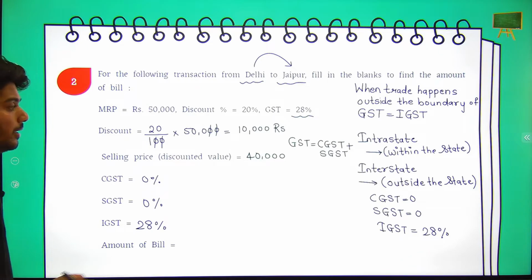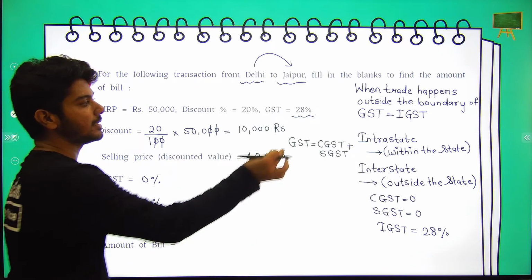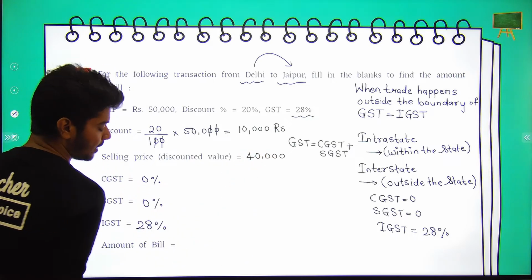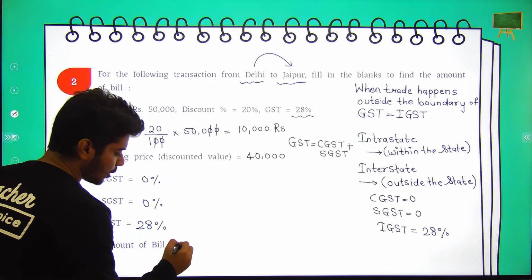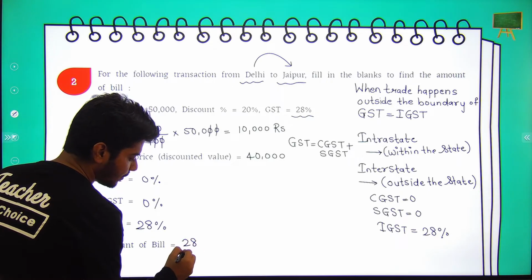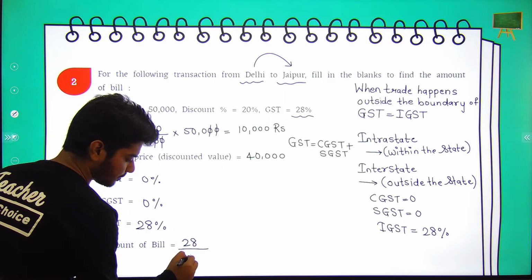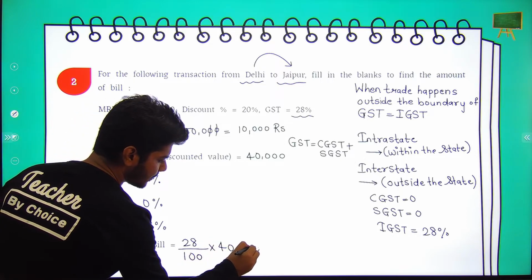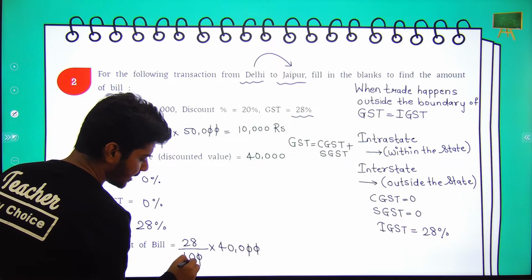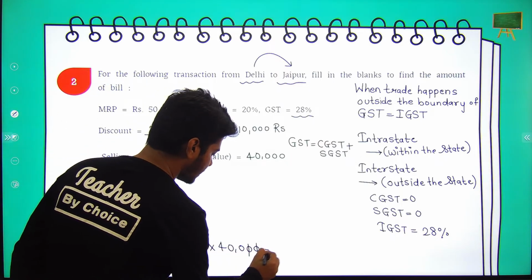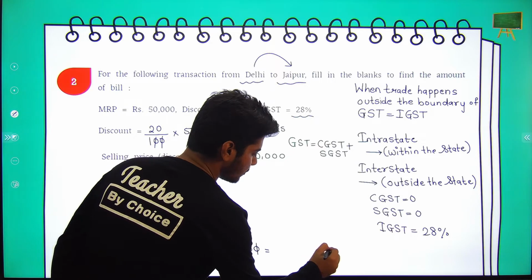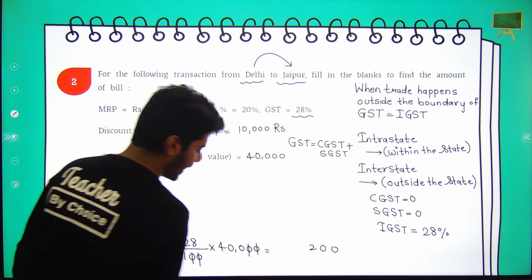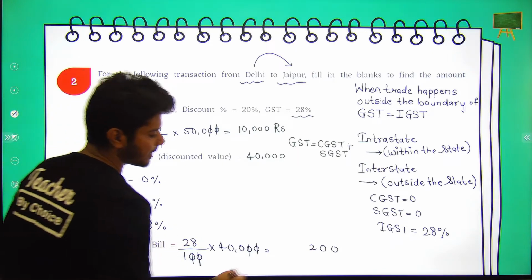Now on this 40,000, they are charging 28% as tax. So let's calculate tax on 40,000 at 28%. So 28% of 40,000. Let's calculate that. How much will we get? 0 0 cut, 0 0 cut again. Let's multiply these two numbers. So two zeros over here. Then 4 8s are 32. 3 carry. 4 2s are 8 plus 3, 11.